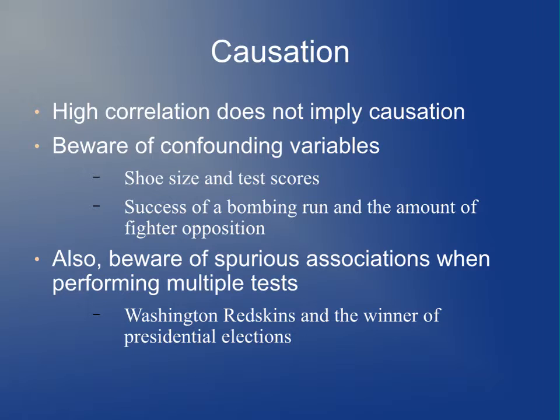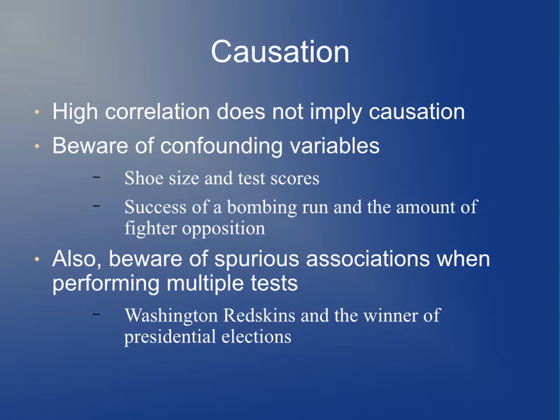You also have to be careful of spurious associations when performing multiple tests. A famous example of this that unfortunately finally broke down a number of years ago was that for a period of like 50 years, there was a perfect association with whether or not the Washington Redskins won their final home game the week before the presidential election. If the Washington Redskins won their home game, the incumbent party held power, and if the Washington Redskins lost their final home game, then the incumbent party got kicked out of power.